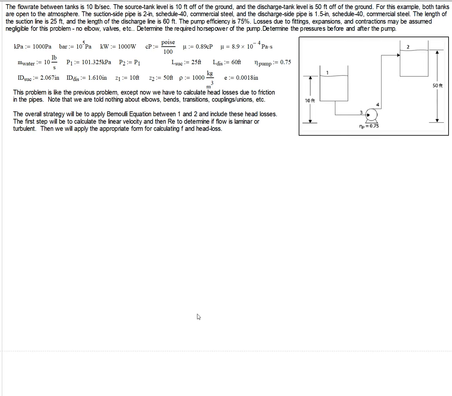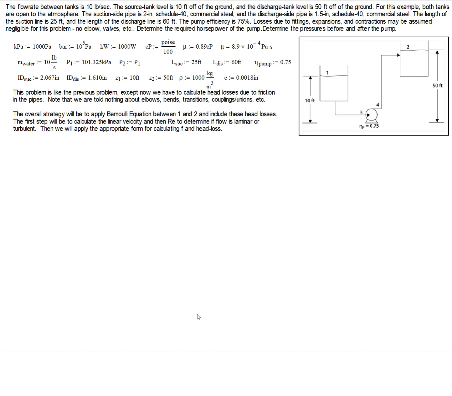Here we have a problem where we have two tanks. The flow rate between these two tanks is 10 pounds per second. The source tank is 10 feet off of the ground. The discharge tank is 50 feet in elevation off the ground. For this example, both tanks are open to the atmosphere.